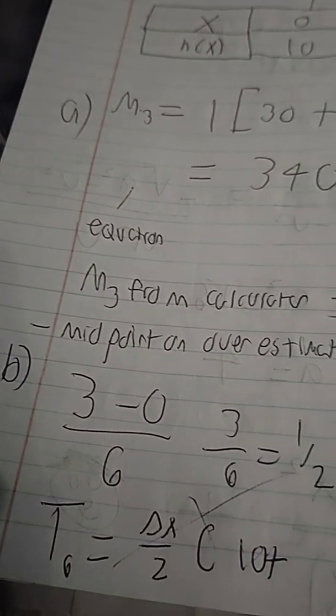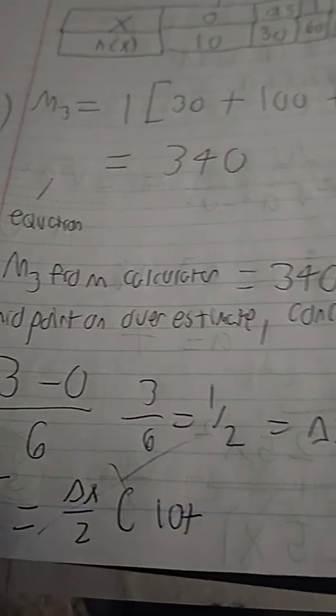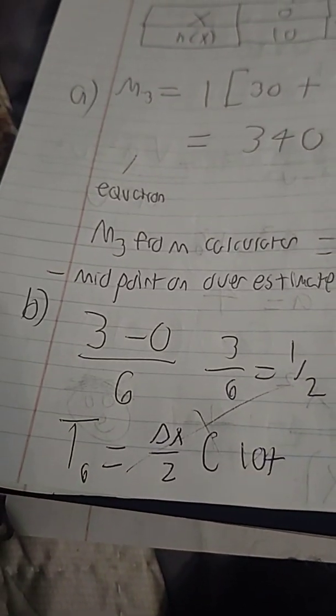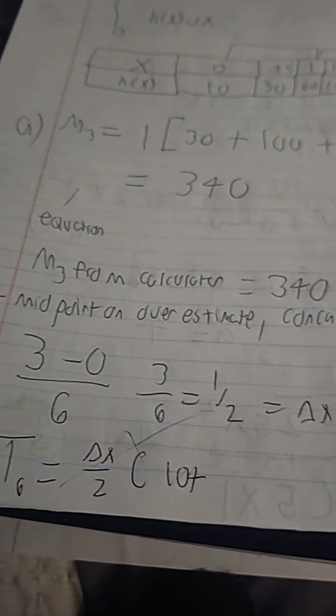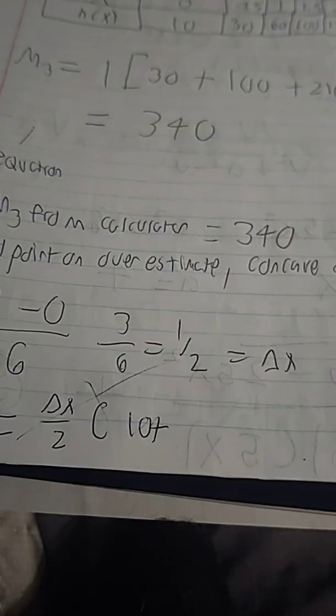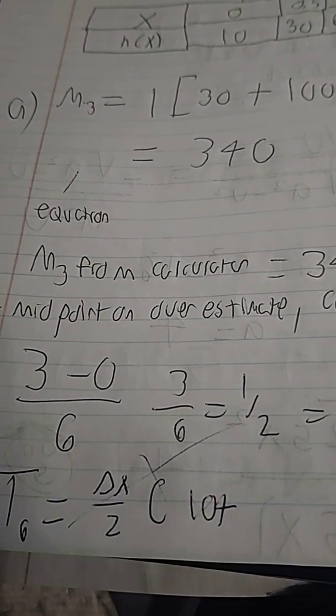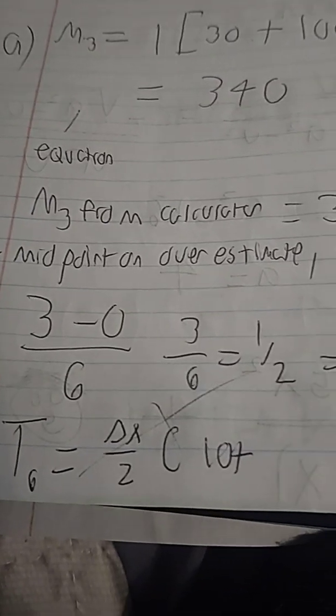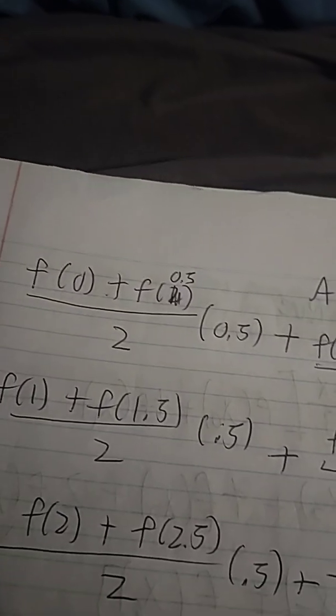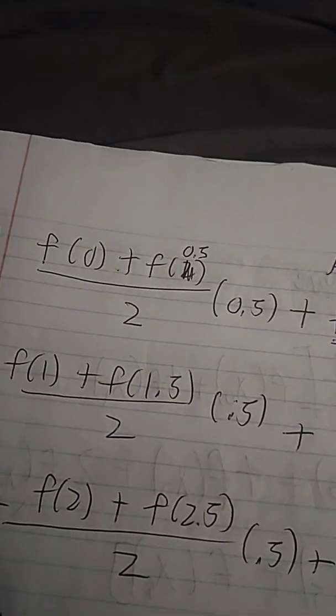So our B is, so this is for the trapezoidal rule, yes. So it's 3 minus 0 over 6, which is 3 over 6, 1/2, equals our delta x. Yeah, this is trapezoidal. And then the T6 equals, so I crossed this out, I just remembered. But I actually did, so this is the actual formula for the trapezoidal.